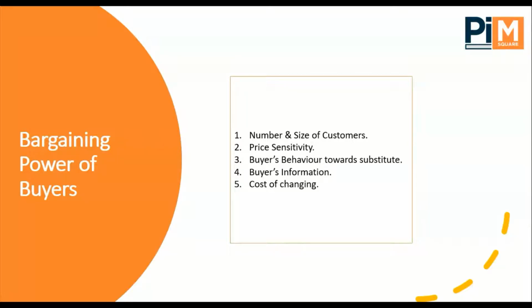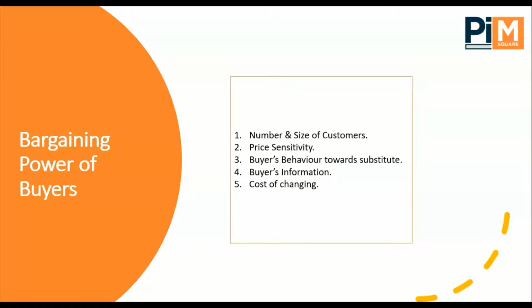Bargaining power of buyers consists of some of these parameters, like understanding the number and size of your customers. How many customers you have, the size of your customers, and how price sensitive your customers are. Like if you increase the price, what will happen? If the prices go down, what is the next step? And let's say for your product you have a substitute product, how will the buyer behave about the substitute product? If they have the substitute product at a better price, whether they will swap or shift to that product rather than buying your product. You have to understand that as well.